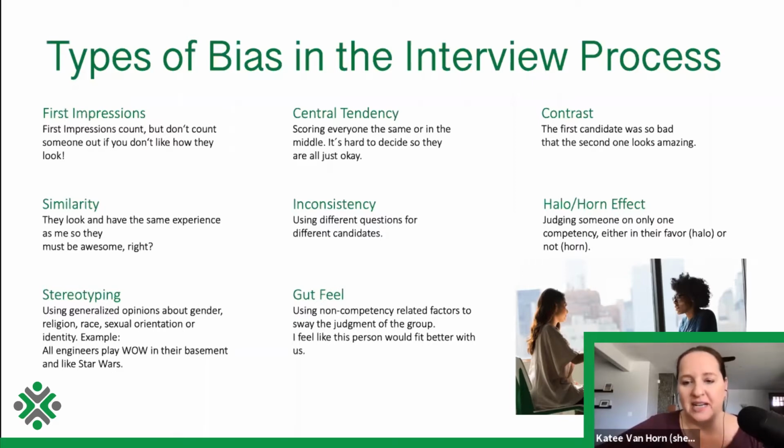The third one is contrast. And this is the first candidate looked so bad that the second one is going to be amazing no matter what they say or do. That first candidate might not answer correctly, might not do the right things as you're talking to them, and so no matter who comes through the door, that second person is going to look amazing. And this can happen in reverse too, where the first person that comes in the door is so amazing that no matter who else walks through the door, they can't measure up in any way, shape, or form. But looking at your competencies, sticking to them, and asking for examples will help you to mitigate that contrast bias.